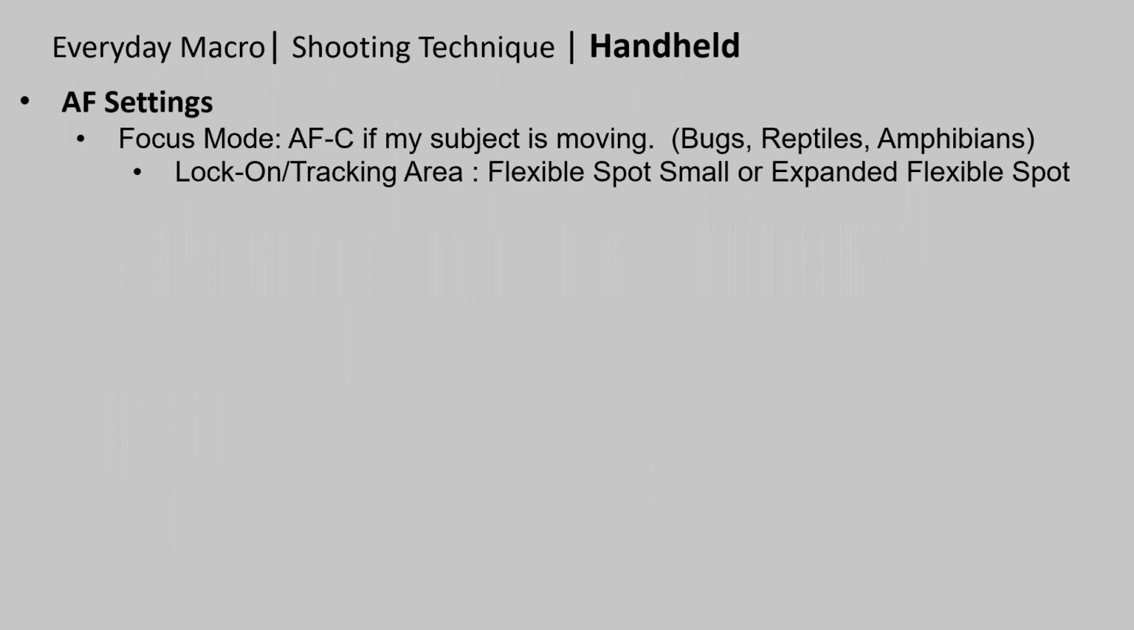All right, if I'm doing macro handheld, this changes a little bit, but not a ton. So if I'm doing handheld, if I have a moving subject, again, like bugs or bees on a flower, things like that, I want to set the camera to AFC so that it's constantly focusing with my subject. And then I'm going to set my focus to lock on or tracking autofocus area, and I'm going to put flexible spot small. This just gives me really pinpoint accurate focus, and I can put that focus point on my subject. As I hold down, the focus points will track with the subject so I can recompose the shot after I've engaged focus with them.